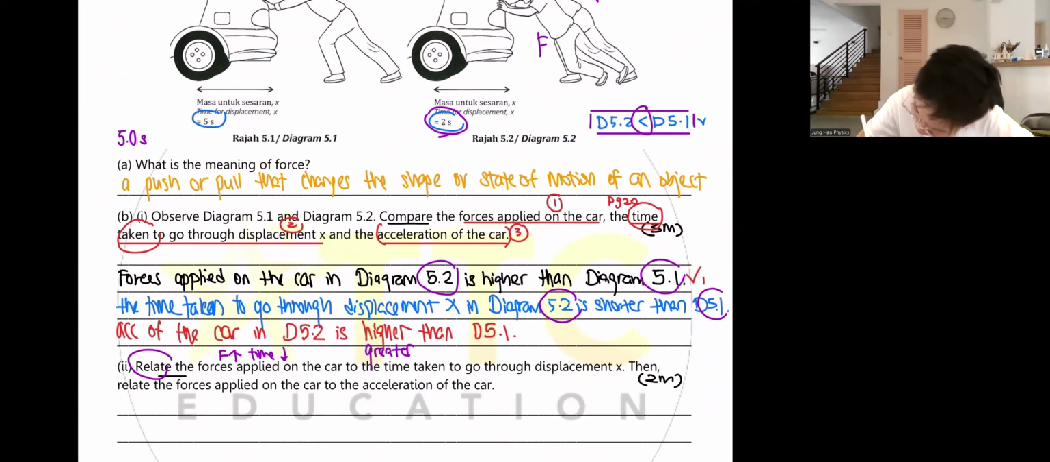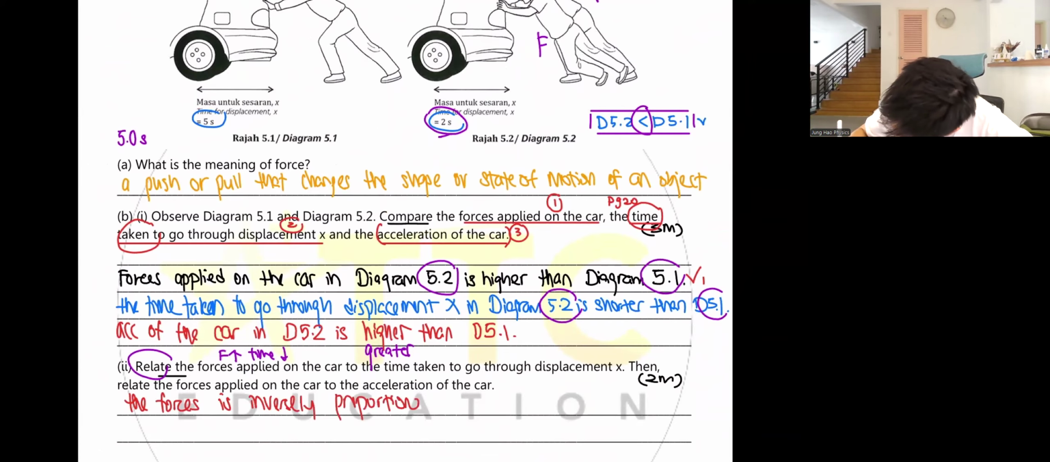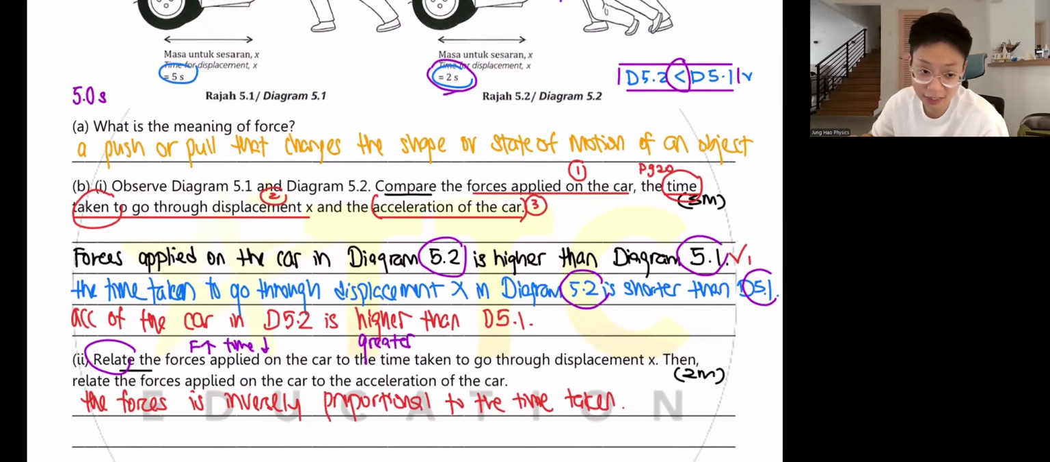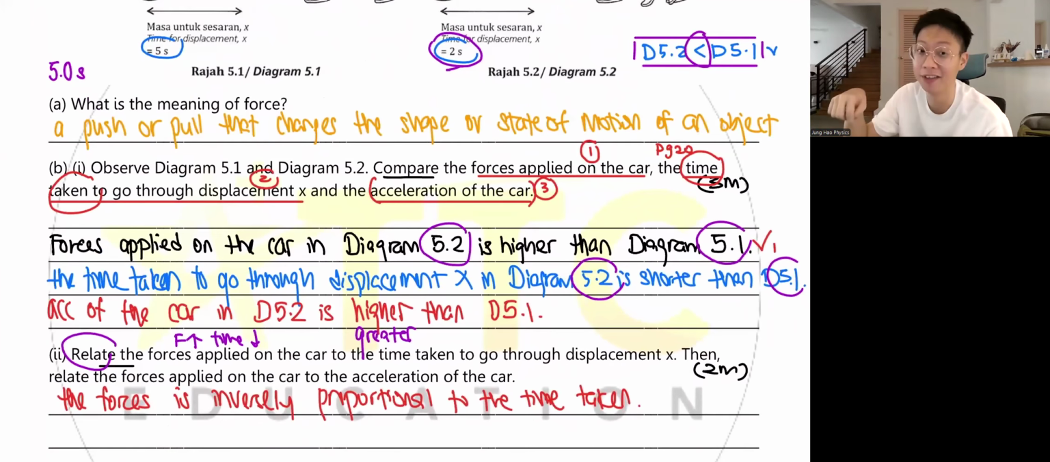So I will write the force is inversely proportional to the time taken. Guys, is this acceptable? Because I realize when the force increases, the time decreases, right? So they are opposite, right? I write inversely proportional. Is it acceptable?